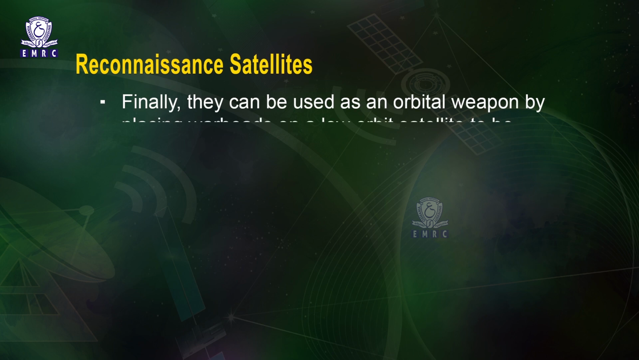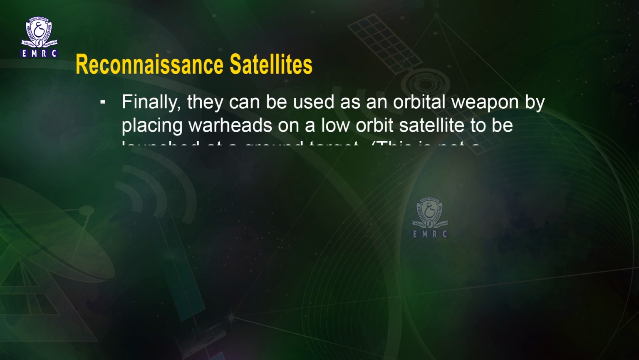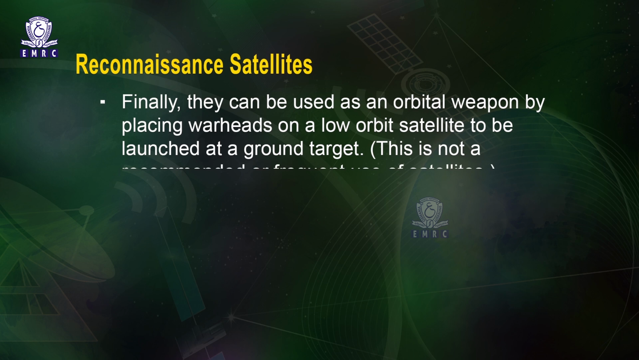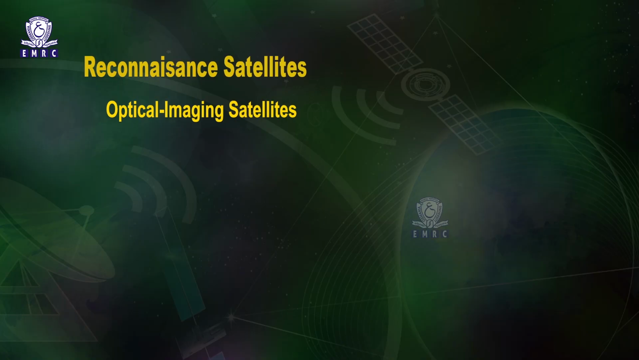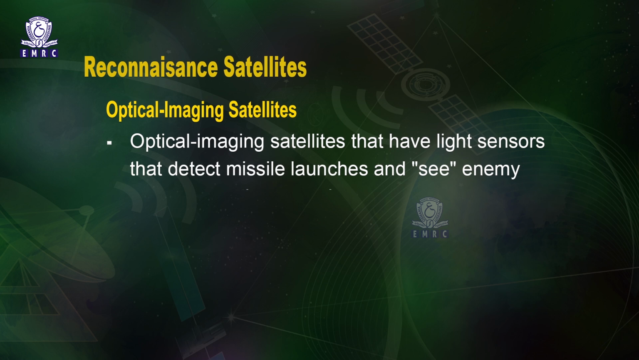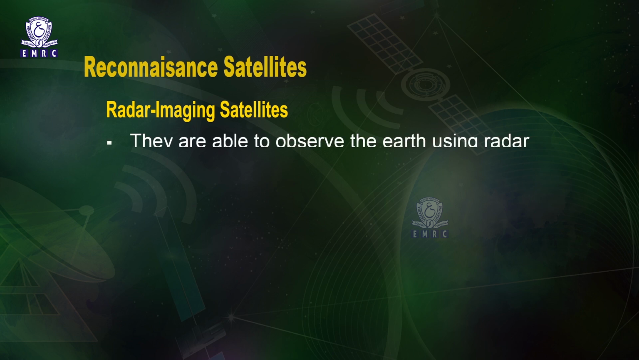Finally, they can be used as an orbital weapon by placing warheads on the low orbit satellites to be launched at a ground target. This is not recommended or a frequent use of the satellites. There are basically 4 types of reconnaissance satellite. First, there are optical imaging satellites that have light sensors to detect missile launches and see enemy weapons on the ground. Next are the radar imaging satellites.